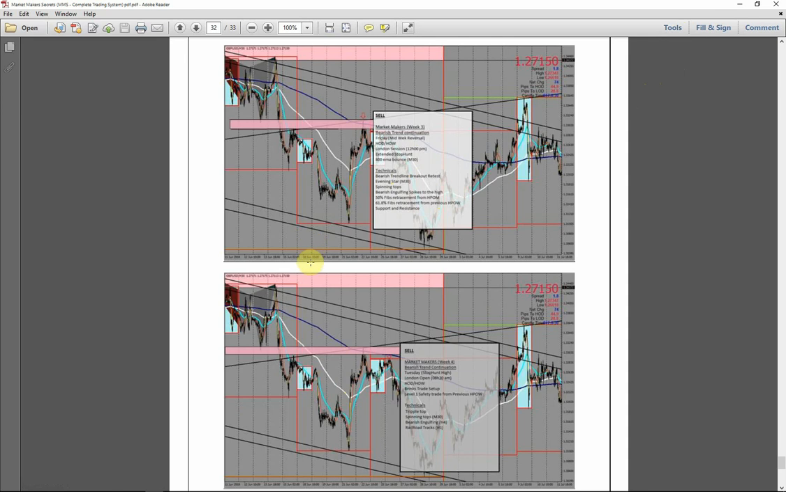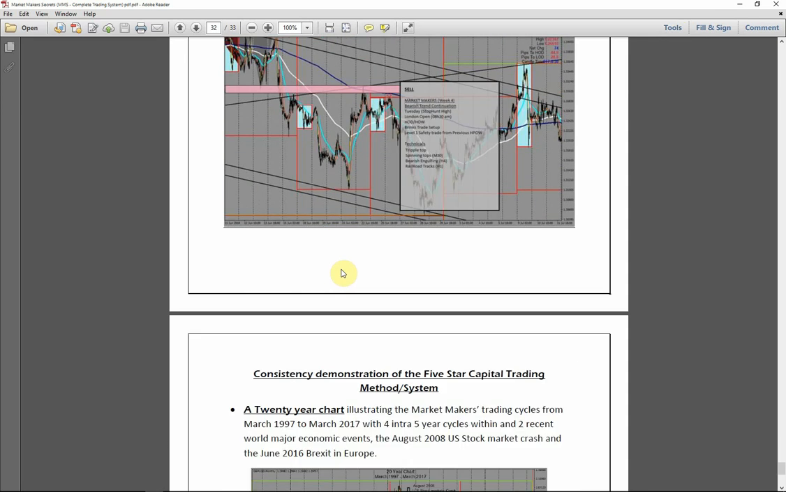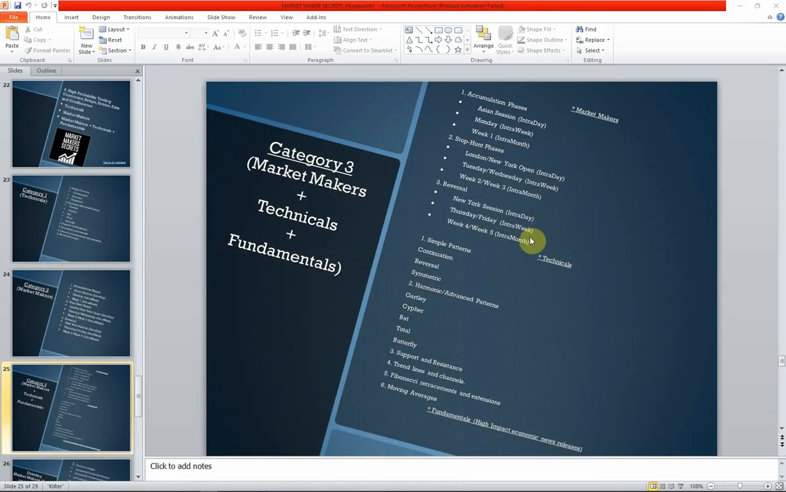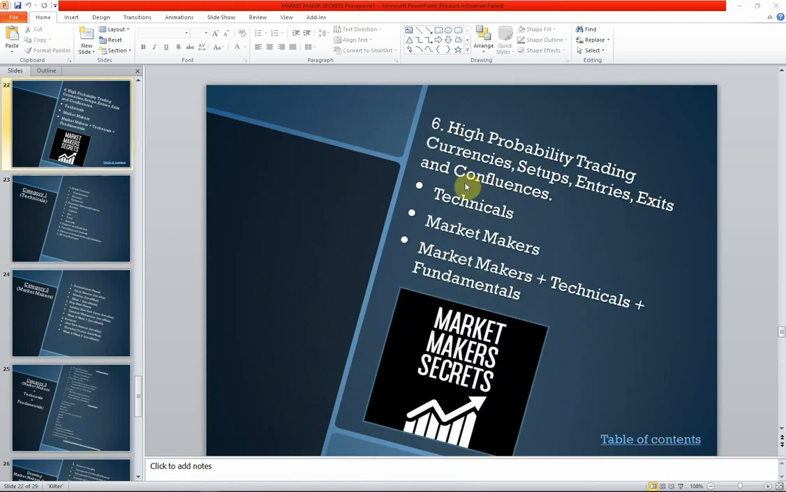You don't want to use a lot of indicators that prevent you from seeing really good setups. Use only what you know works. You understand? So let me not waste time. Ladies and gentlemen, let me just go back to our slides. I think we've covered everything with regards to confluences of technicals. Let me just go back there. With regards to high probability trading, currency setups, entries, exits, and confluences.